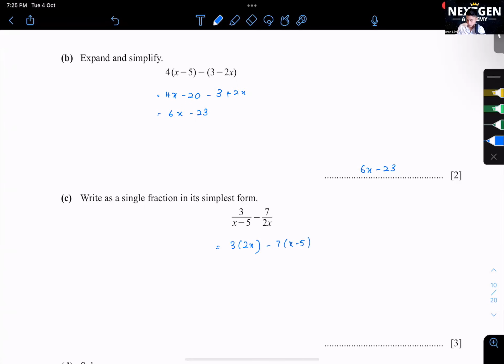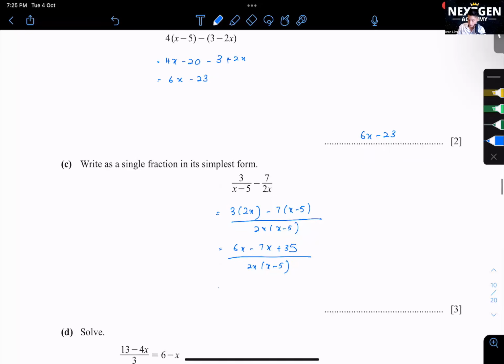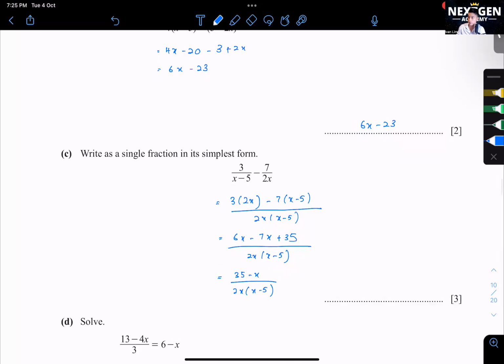7 times x minus 5, then over 2x times x minus 5. Expand it, plus 35 over... the bottom one you can leave it or you can expand it also. Then you will get 35 minus x over 2x times x minus 5. You can expand it to 2x squared minus 10x also, that is fine. All these are really basic algebra.